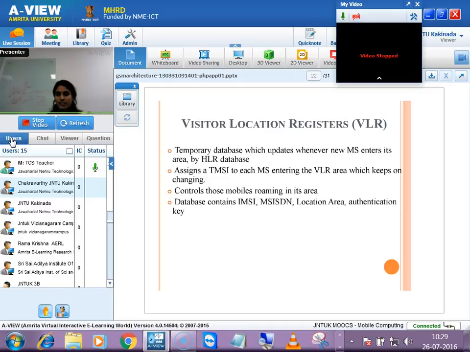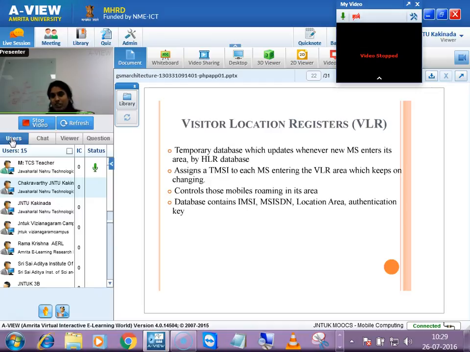For your understanding, you can give him these services. Here in the home network, he has opted for data services and voice calls, so you can provide these services to this subscriber. These things will be intimated by the home MSC. Then the visitor MSC will provide these things to the mobile. It controls those mobiles roaming in its area. It has whole control over that.